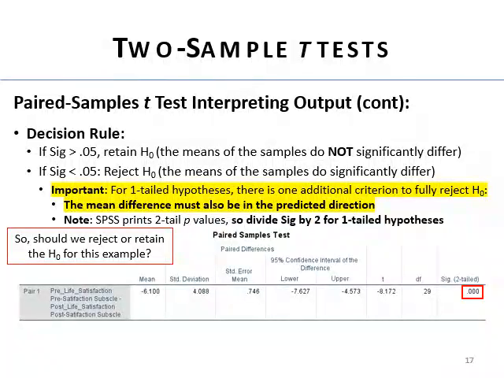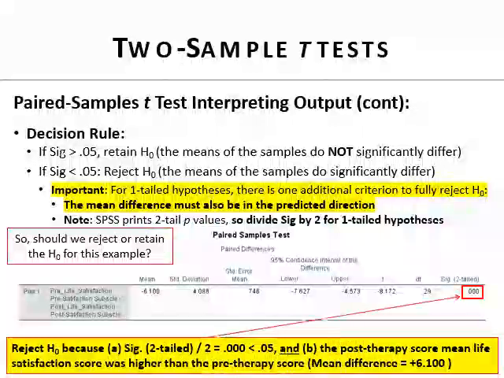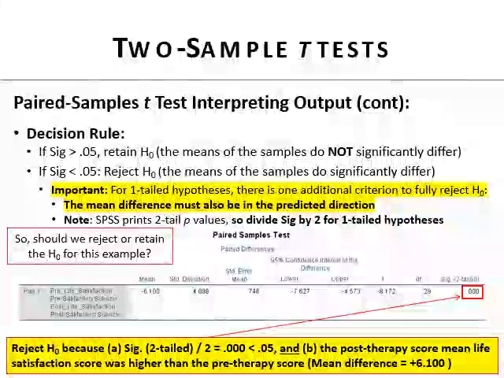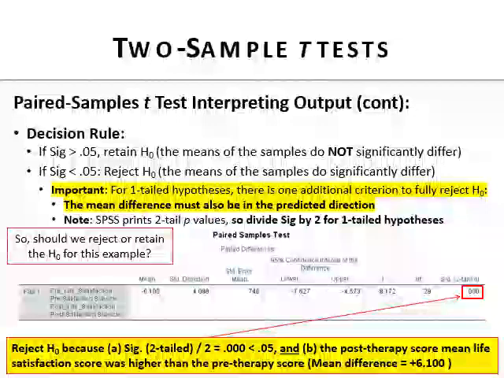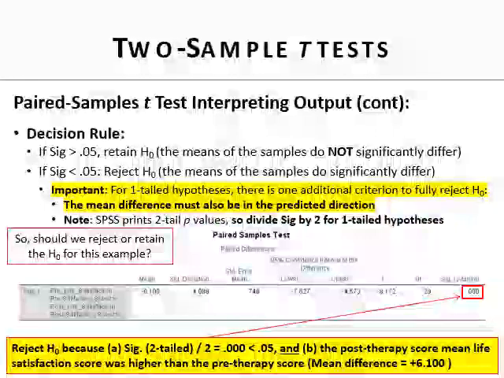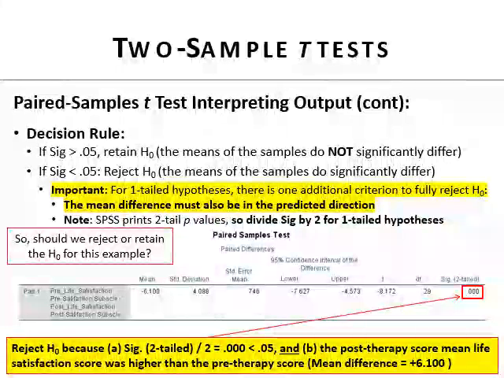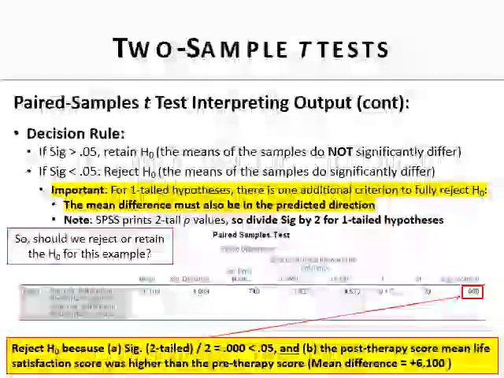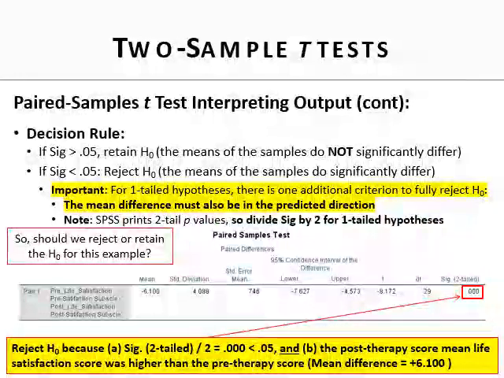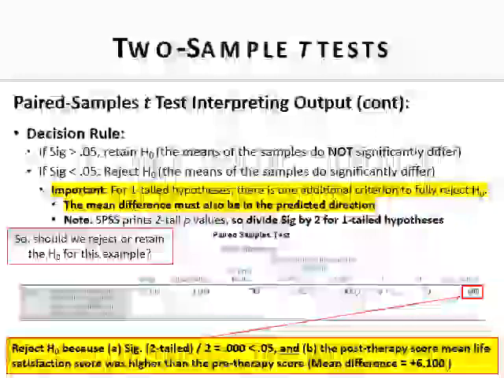So will we reject or retain our null hypothesis? Well, we are going to reject. Why? Two things. First, because we had a one-tailed hypothesis, sig divided by 2 is less than 0.05. And then secondly, the post-therapy mean life satisfaction score was higher than the pre-therapy score, right? It actually went up 6.1 points after therapy. We saw that earlier. So both criteria are true. Therapy did appear to improve life satisfaction.